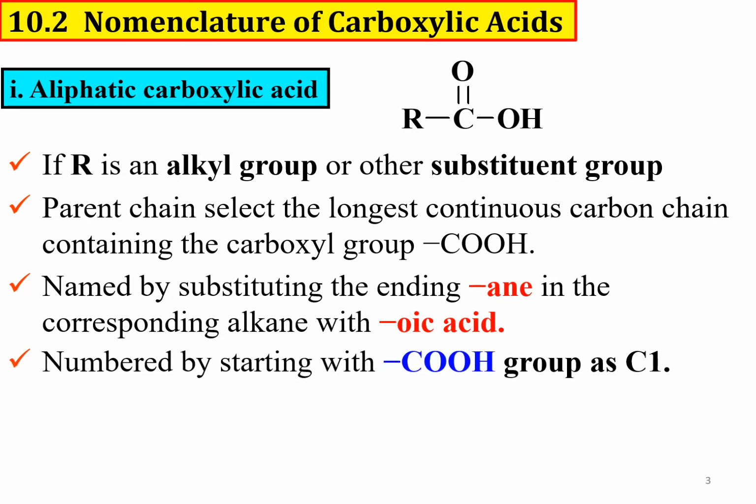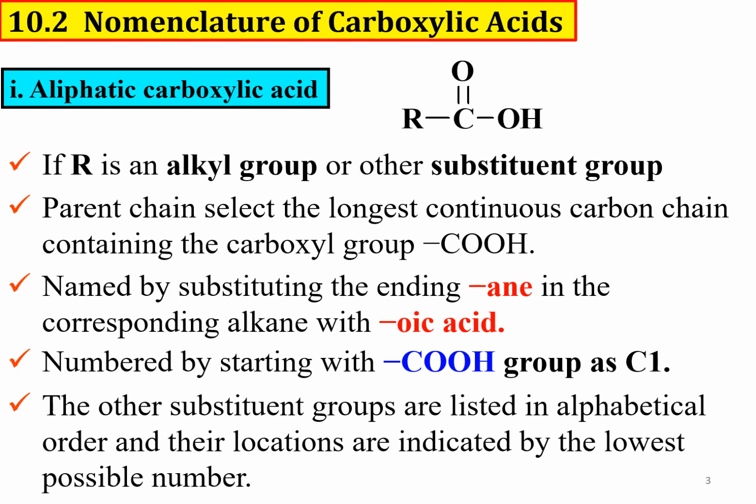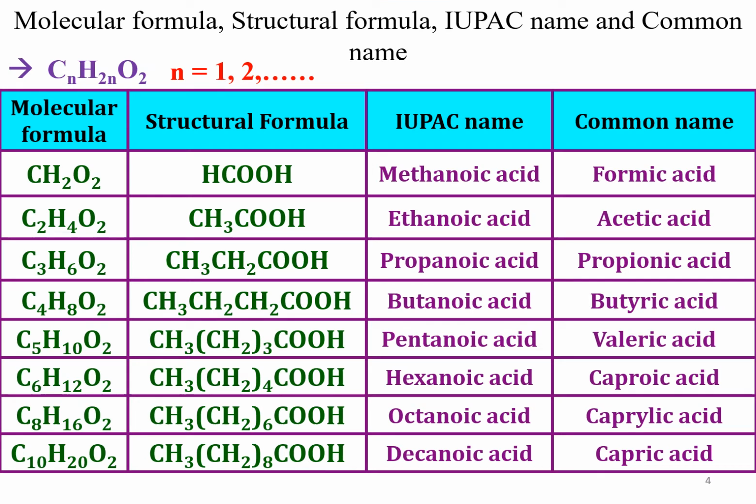Number by starting with the COOH group as carbon 1, which means the carbon of COOH is carbon 1. The other substituent groups are listed in alphabetical order and their locations are indicated by the lowest possible numbers. The general formula for carboxylic acids is CnH2nO2, starting from n = 1 and beyond.